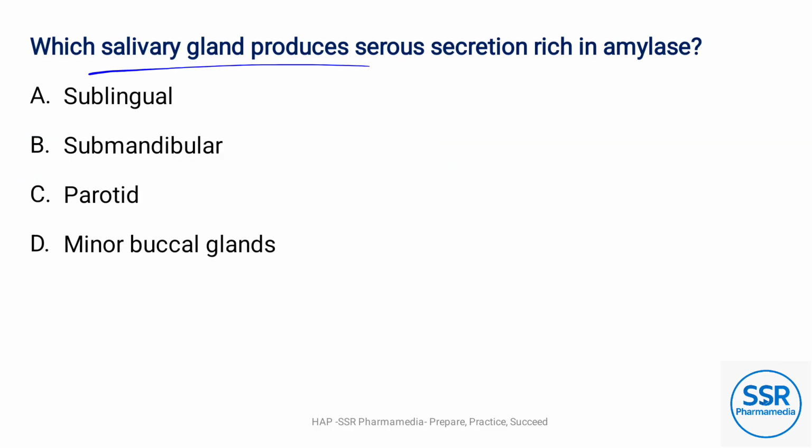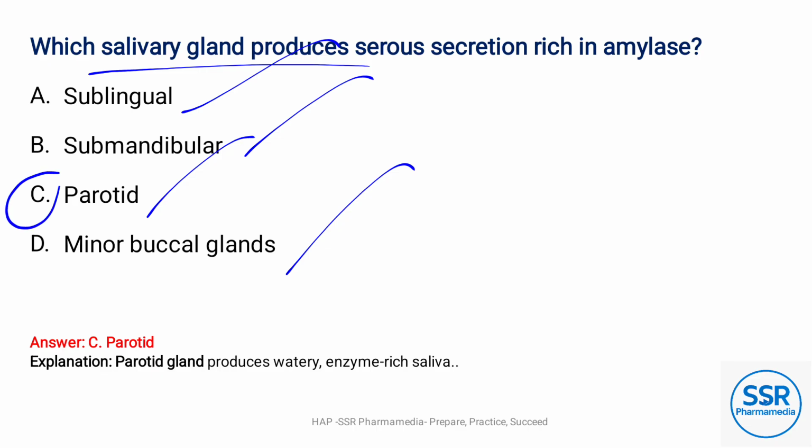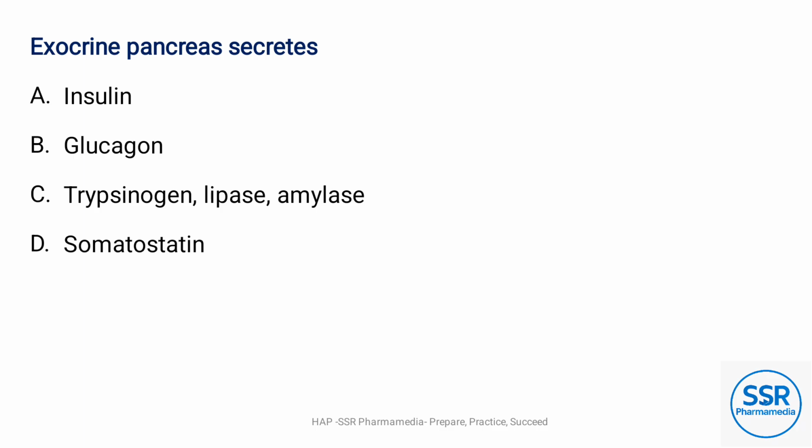Which salivary gland produces serous secretion rich in amylase? Option A, sublingual; option B, submandibular; option C, parotid; option D, minor buccal glands. So option C is the answer. The parotid gland produces watery, enzyme-rich saliva.